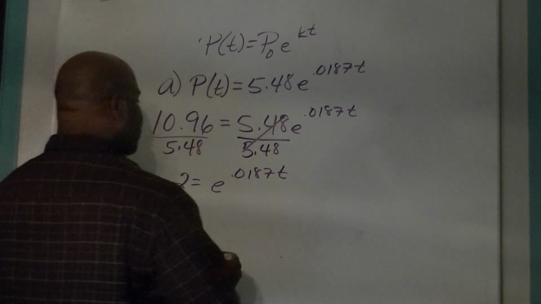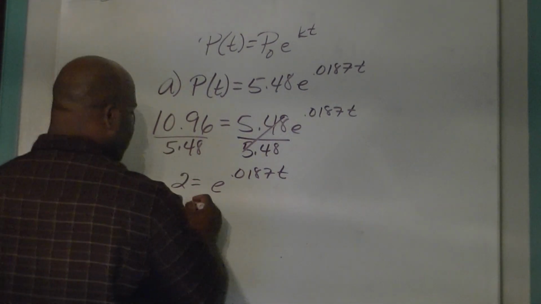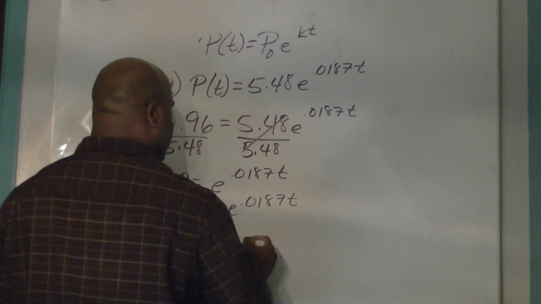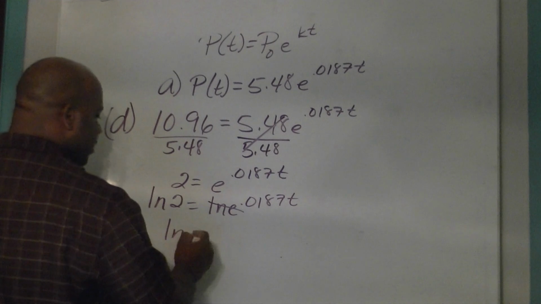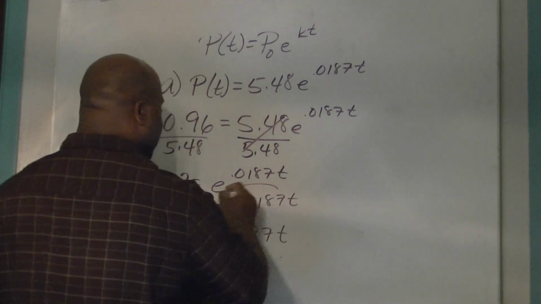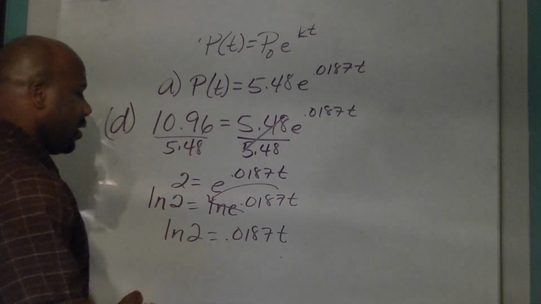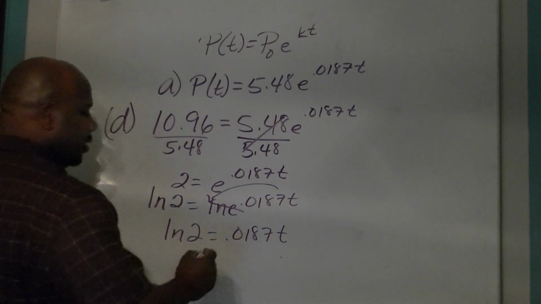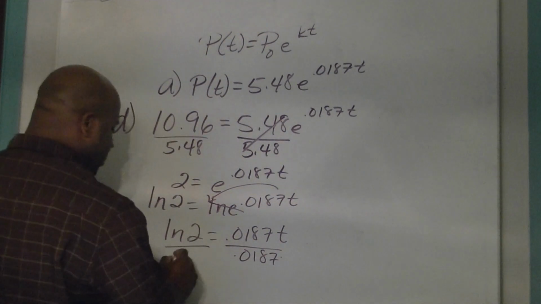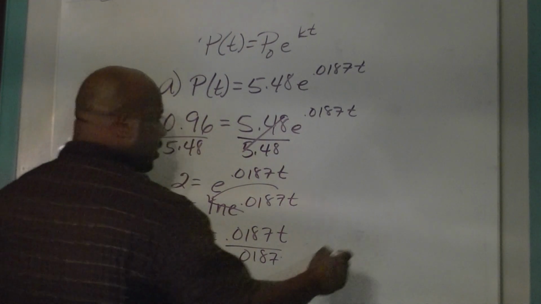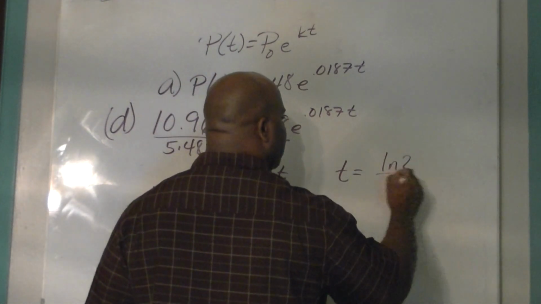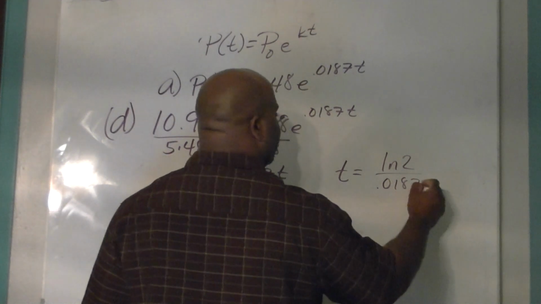Now I want to take natural log just like I did last time. So natural log of 2 equals natural log e to the 0.0187t. And those go away. We got natural log of 2 equals 0.0187t. Y'all know this goes down to the front, so that's why I could do that. Okay, finally, I want to divide by my growth factor. And then I get t equals ln2 divided by 0.0187.